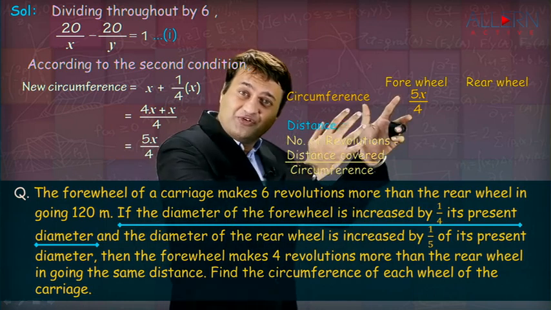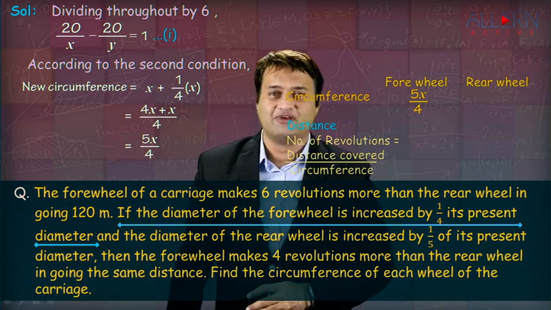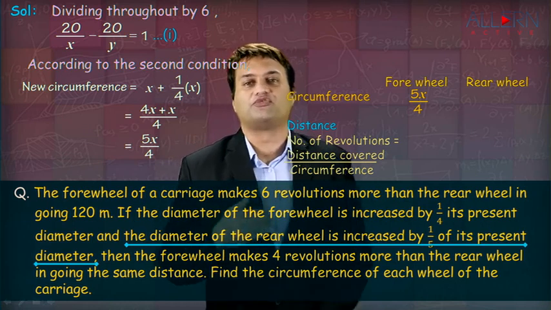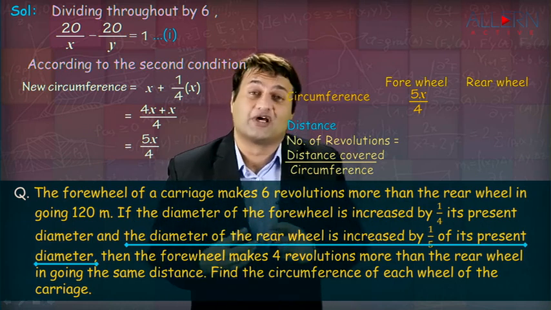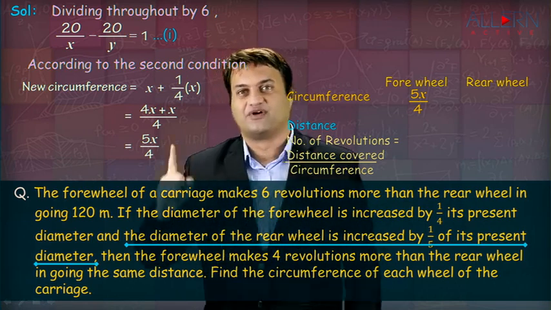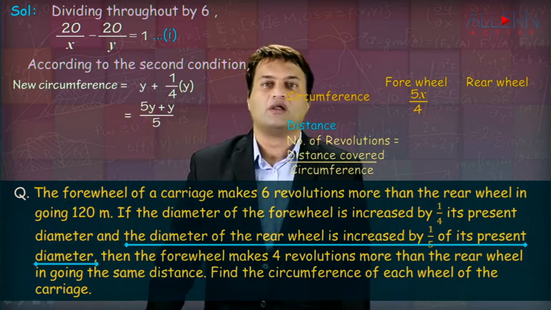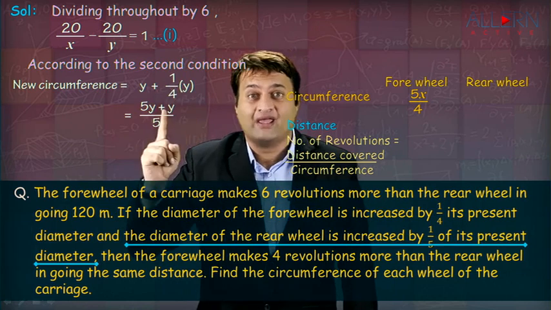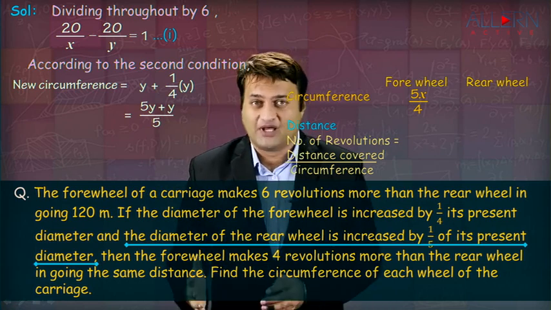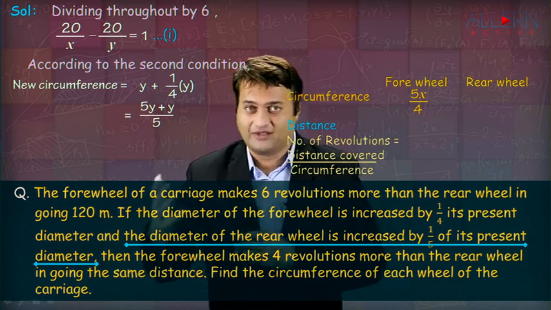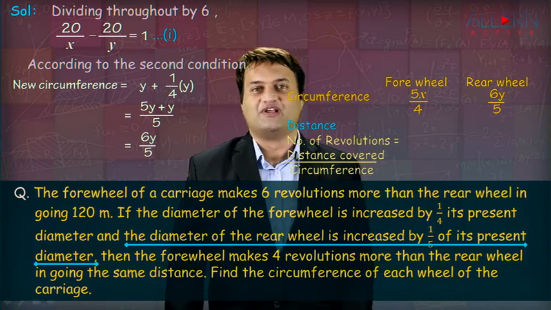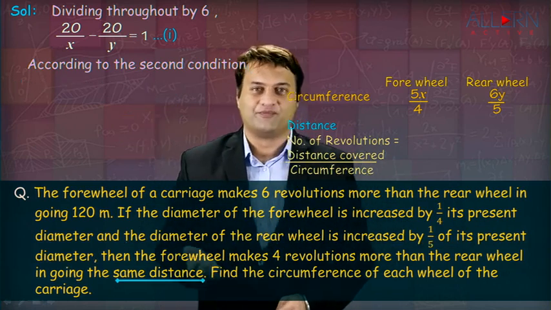Now let's find the new circumference of the rear wheel. Let's see what is given. It is given that the circumference of the rear wheel is increased by 1/5 of its present circumference. So the circumference of the rear wheel, which is currently y, is increasing by 1/5 of its present circumference. So what will be the new circumference? It will be y plus 1 upon 5y, that is 5y plus y upon 5, with the LCM, which is equal to 6y upon 5. So the new circumference of the rear wheel will be 6y upon 5, right?